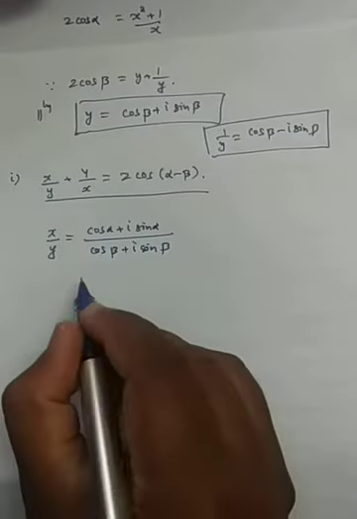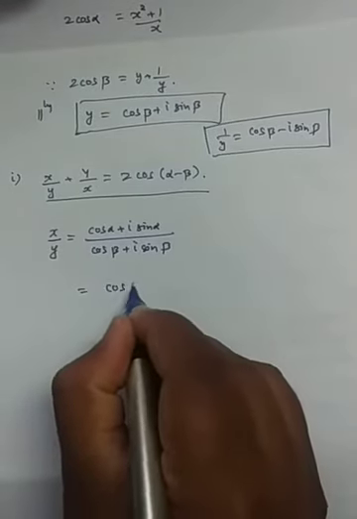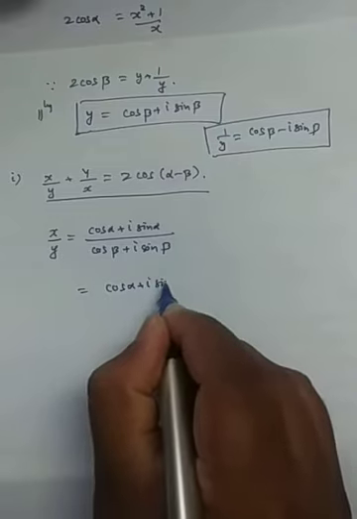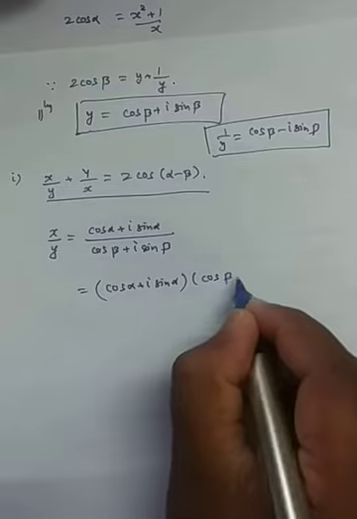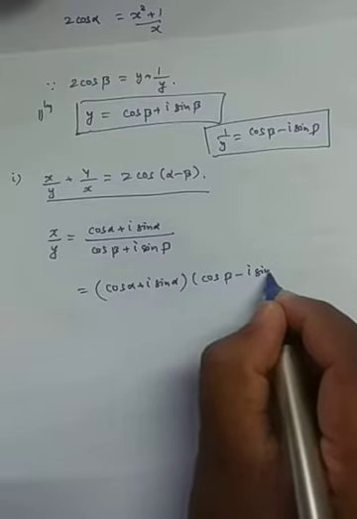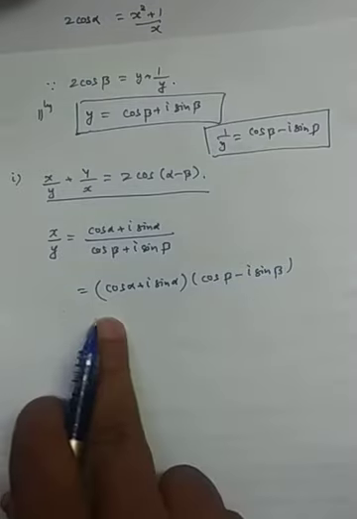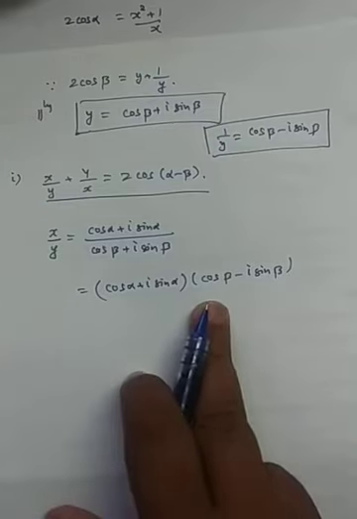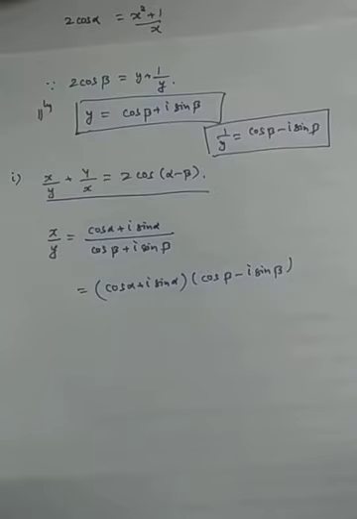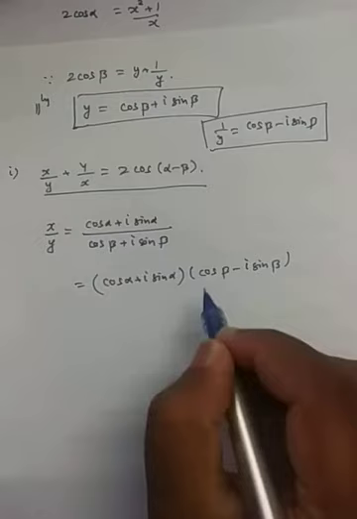So this will become cos alpha plus i sin alpha into cos beta minus i sin beta. What's the formula you are getting? Is there any rule here? You can write it like this now. This is one way.